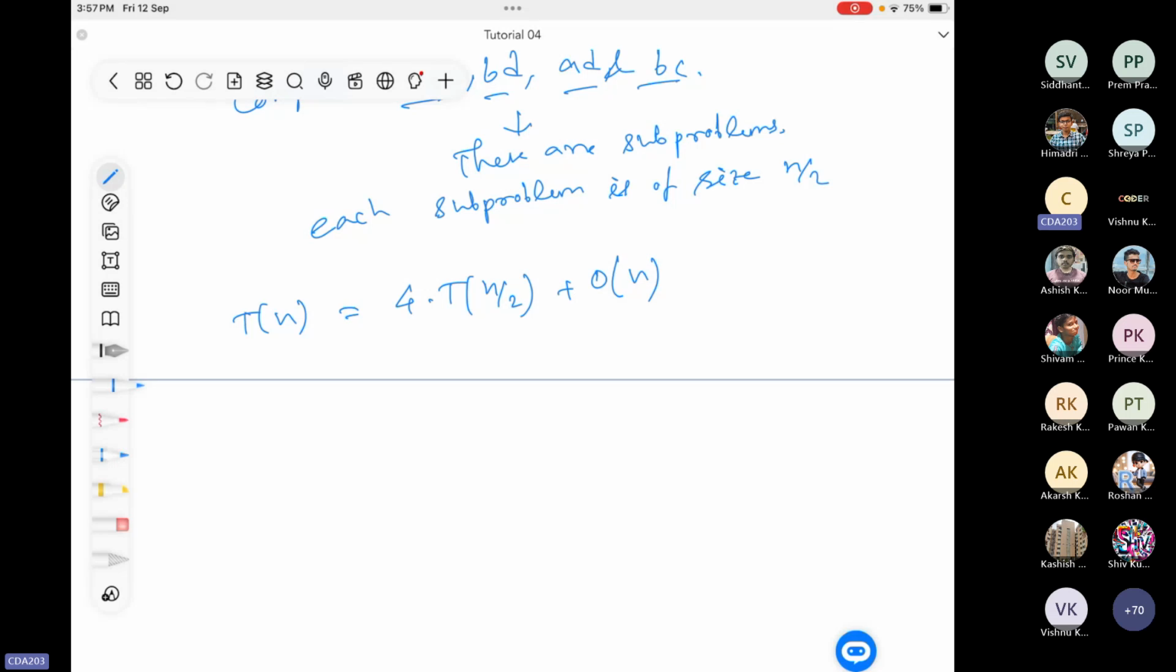All of you agree with me? Is it okay? So what is the solution of this recurrence relation? I think you already know how to solve these recurrence relations. So what is the solution for this recurrence relation?